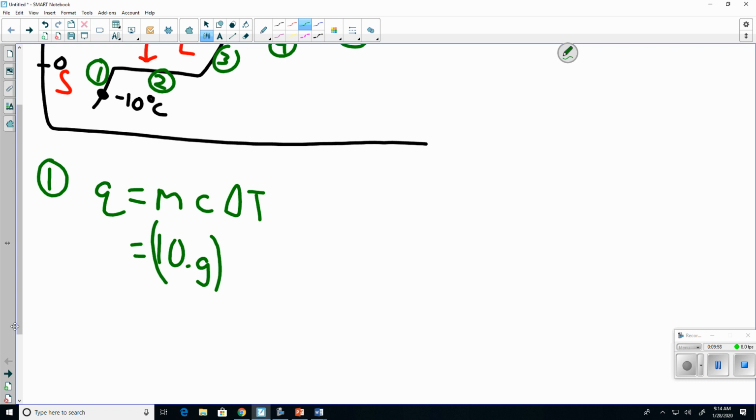But there's 3 C values listed, isn't there? Right now, in step number 1, we have ice. So Danielle, what's the C value for ice? 2.03. Now the unit's a joule per gram degree Celsius. I apologize for omitting my unit here just to save a little space.